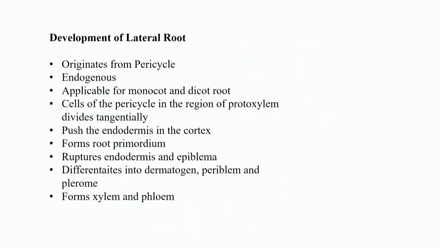Now, development of lateral root. Every root will have lateral roots, whether it is the dicot root or the fibrous root or monocot root. See, lateral branches are definitely coming out. Here also so many lateral branches are coming out. These lateral branches will originate from pericycle, that we already know, that pericycle will give rise to lateral branches.